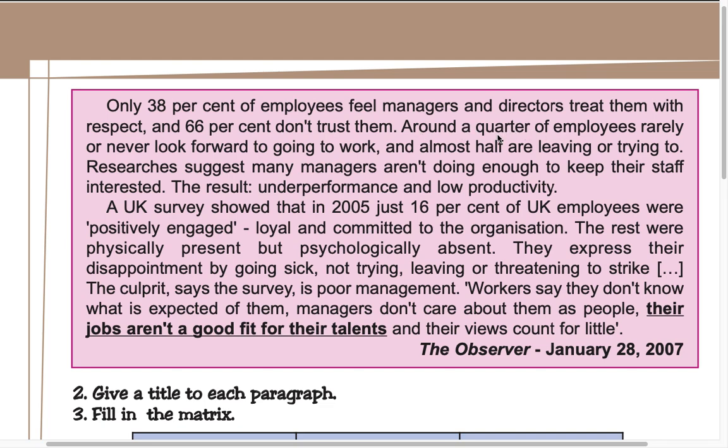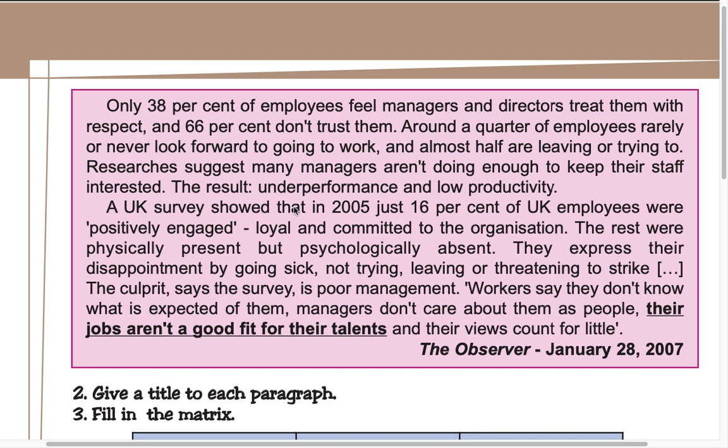Around a quarter, that is 25%, of employees rarely or never look forward to going to work. To look forward to doing something is when you are very keen on something and fond of something, so you're waiting for the next day to go and do it. They never look forward to going to work, and almost half are leaving or trying to leave. Researchers suggest many managers aren't doing enough to keep their staff interested. They're not doing anything. The result: underperformance and low productivity.